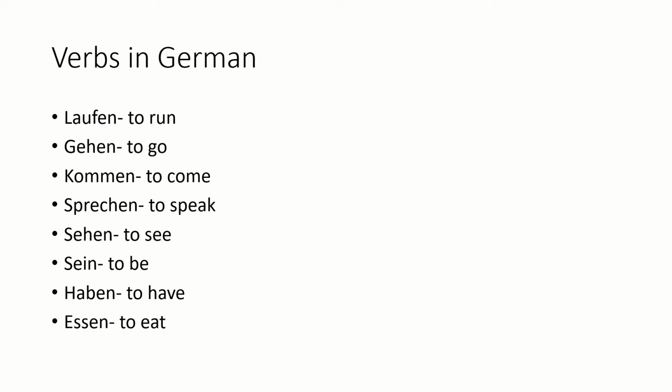So now I'm going to pronounce the verbs in German. I'll say it once and then I'll repeat it again, and then I would like you guys to say it after I say it the second time. I'll give you guys a little break to pronounce it out loud. So you have laufen, gehen, kommen, sprechen, sehen, sein, haben, and essen.